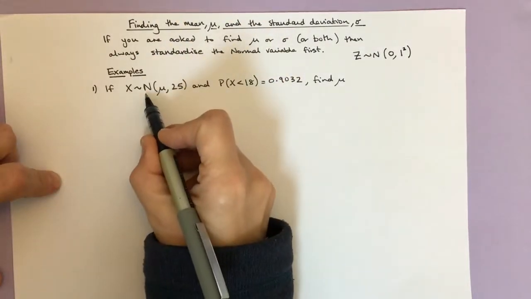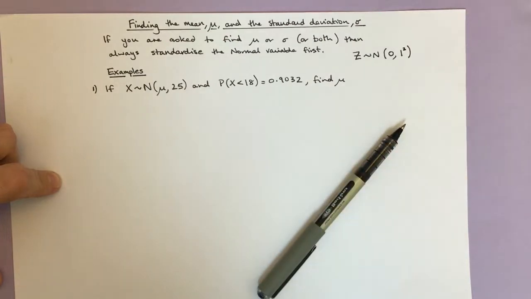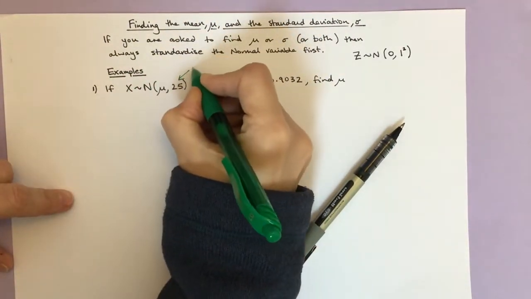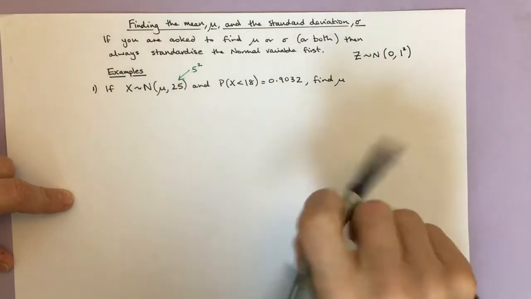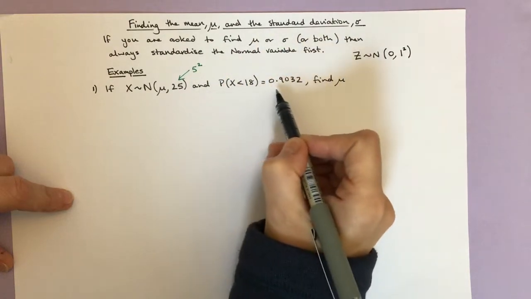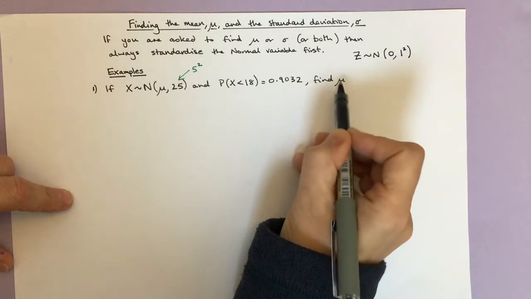So if x is normally distributed, mean mu, standard deviation 5 here. Now don't forget, that's a really common error that people forget, that is 5 squared. I always like to write that out. So our standard deviation is 5 here, and the probability that x is less than 18 is 0.9032. Find the mean, find mu.